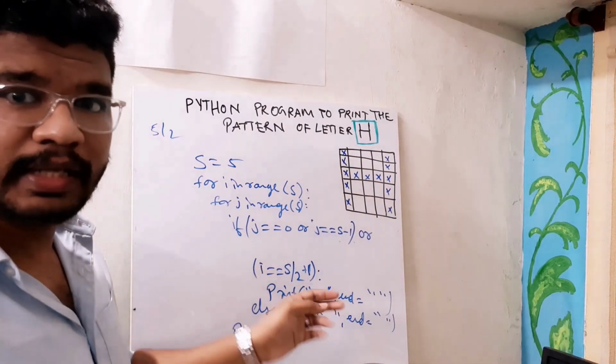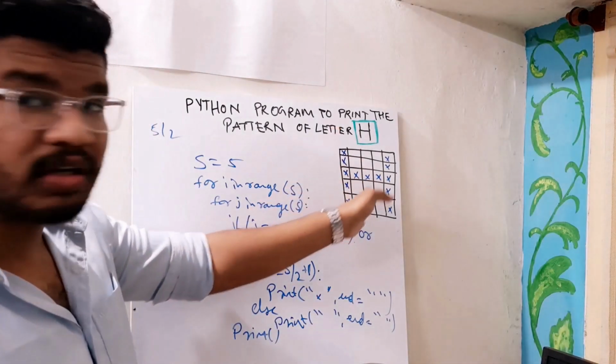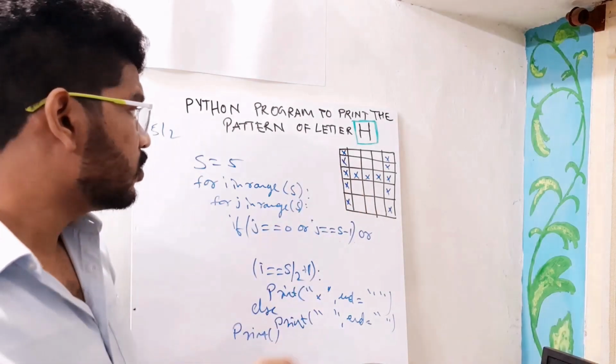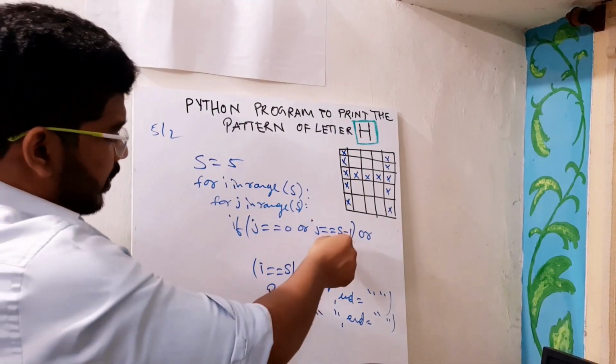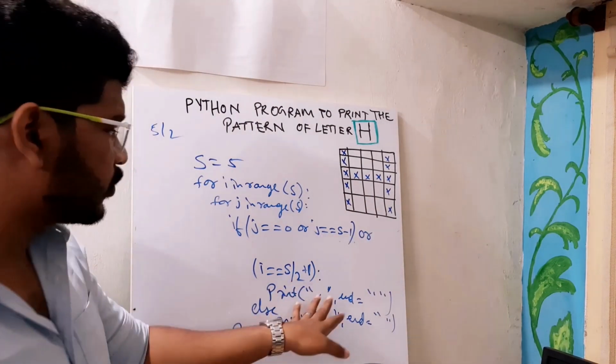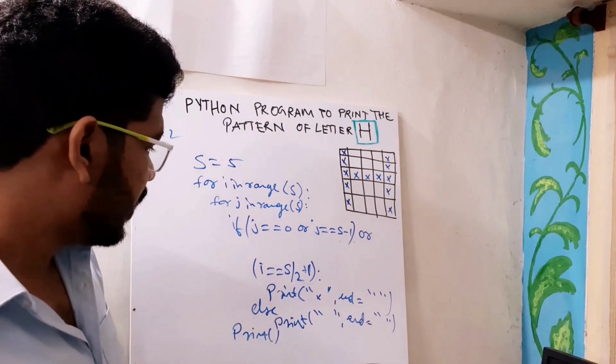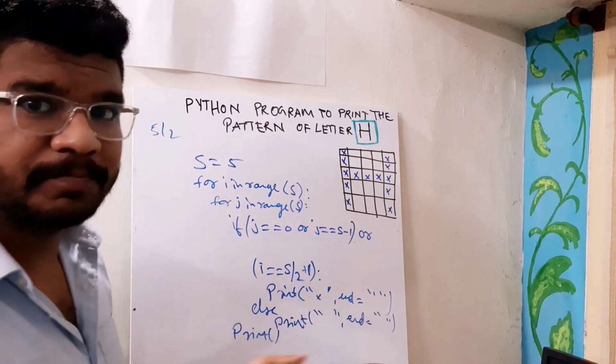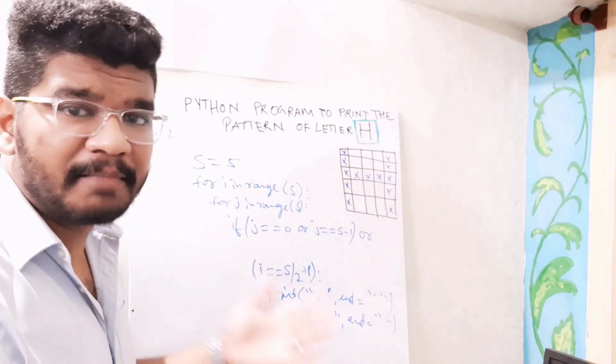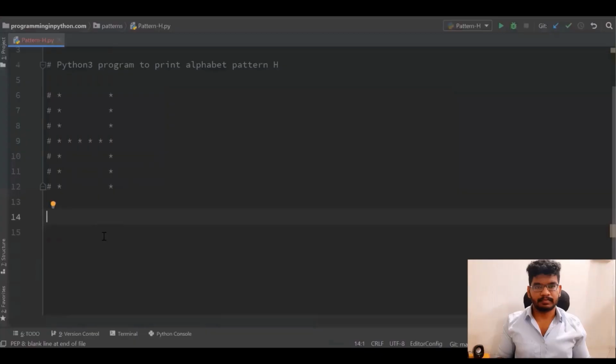Hope you understood. There are only three conditions: first column, last column, and middle row. This is for the first column, this is for the last column, and this is for the middle row. I print spaces, I print stars, and in the else I print spaces. That's the condition. So now let me go to my computer and code this program.